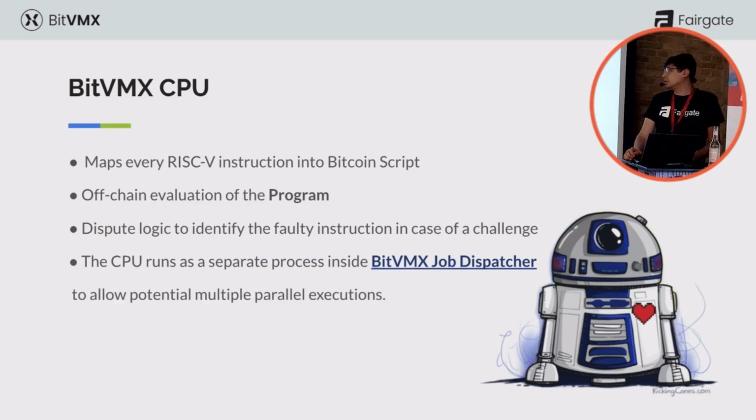The CPU runs in a separate process inside the BitBMX job dispatcher to allow potential parallel multiple executions. Again, this is really consuming, so you may want to run this particular thing on another platform, on another machine, but the rest of the BitBMX solution is way cheaper.